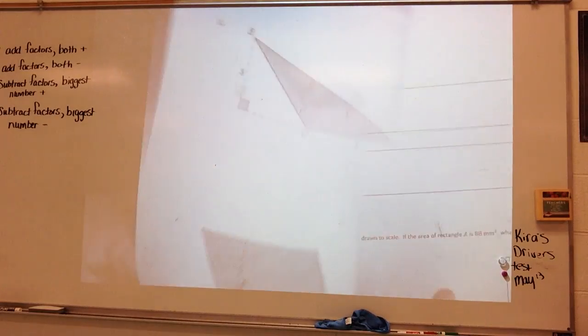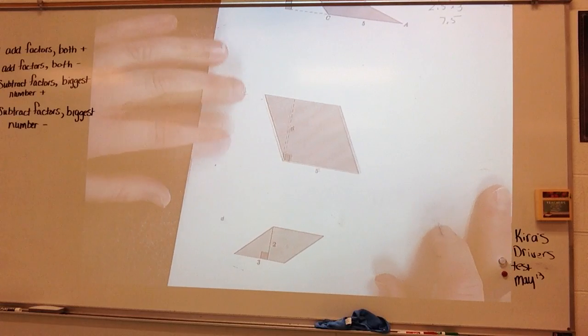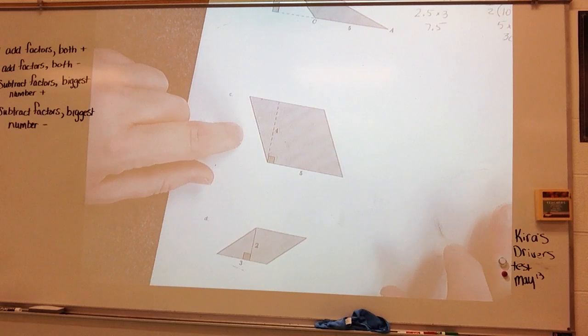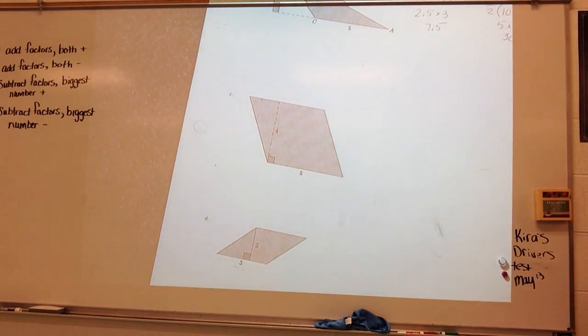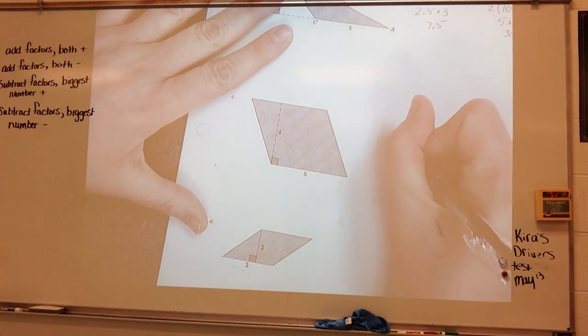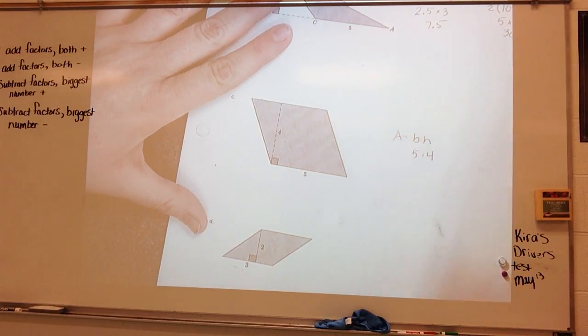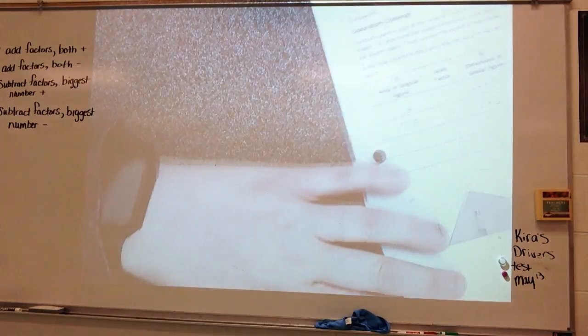Alright, let's look at the next triangle, or the next figure. So here I have a parallelogram. Alright, in order to find the area of a parallelogram, I don't know if you remember this or not, but to find the area of a parallelogram, we do base times height. Alright, so we've got area equals base times height, so that would be 5 times 4, so that is 20.